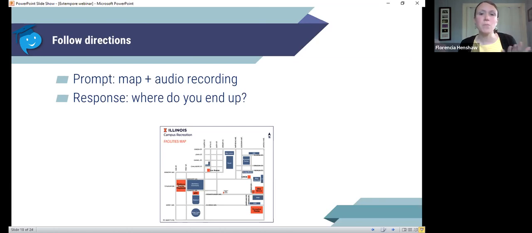You can create your own map or use a very simplified map. But I would say just be careful with these kinds of activities where the map is so complicated that they're having trouble following you, not because they're not understanding, but because they're getting lost in the map.